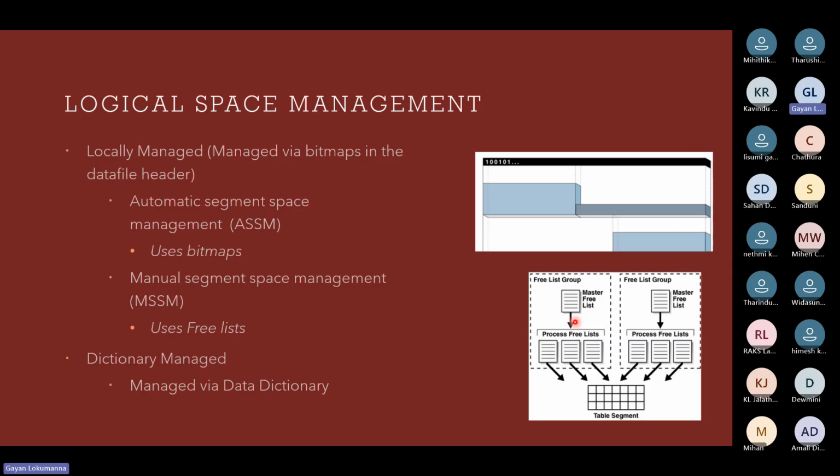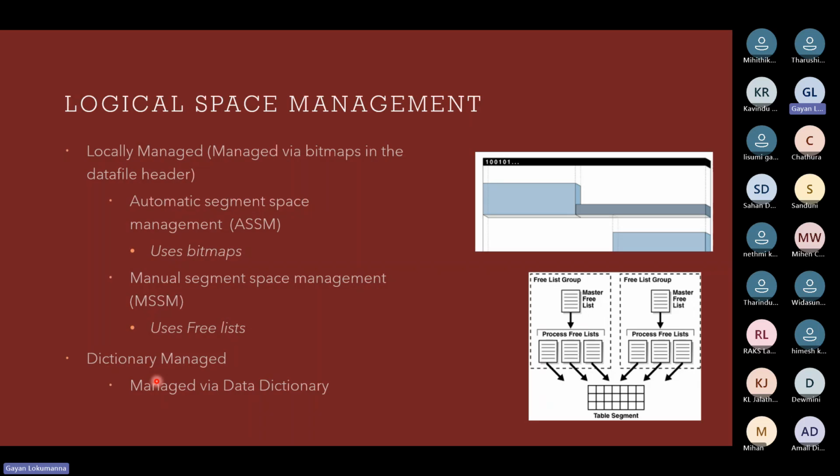So free list is like a set of linked lists, right? And this is old fashioned, right? So these are managed by blocks, instead of bitmaps managing the blocks. Okay, so the most efficient way is using locally managed because it's a default anyways now. But then for 19C, I'm not quite sure.